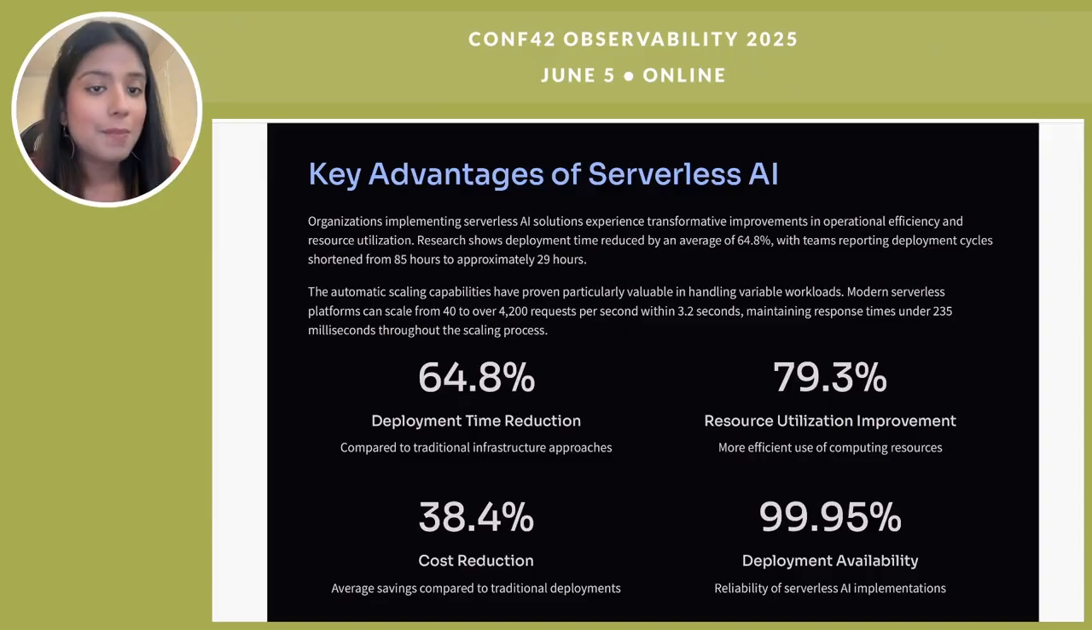So, to conclude, as mentioned earlier, automatic scaling capabilities are a game changer for various AI workloads. A platform can scale from handling 40 requests per second to over 4,200 requests per second in just over 3 seconds, all while maintaining a response time of under 23 to 35 milliseconds. This agility is incredibly valuable.